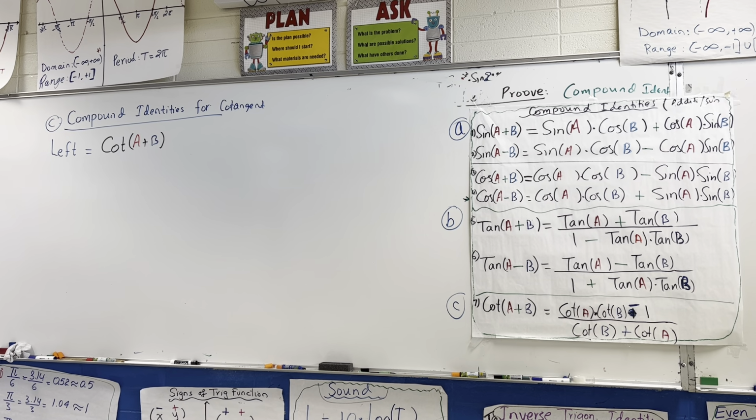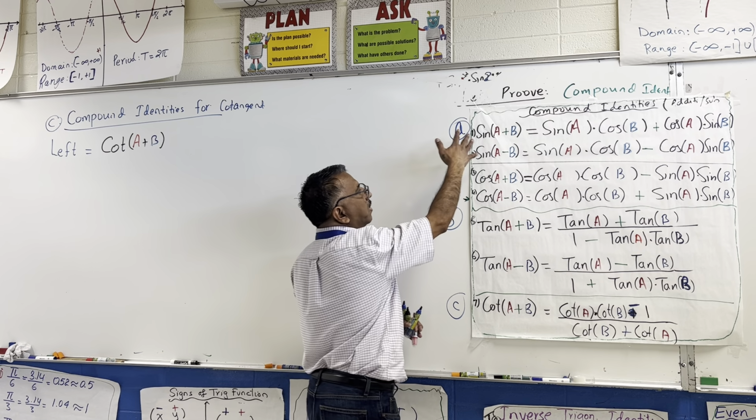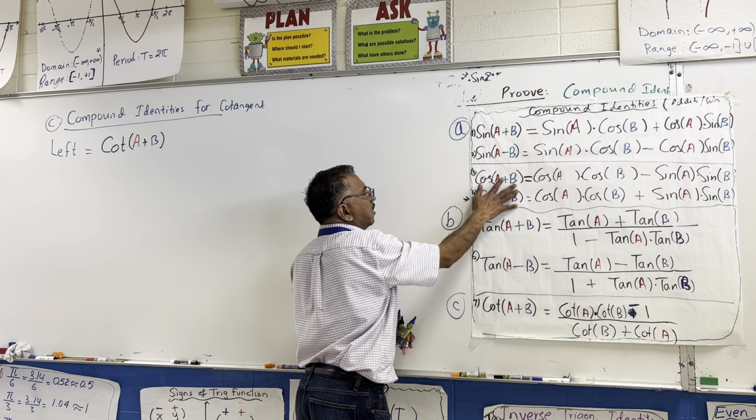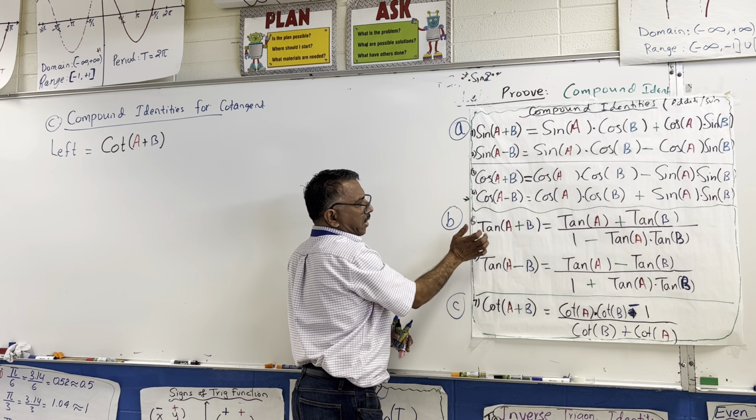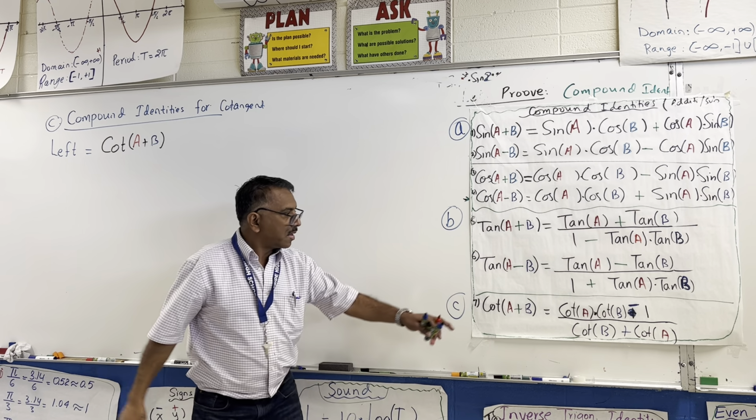Okay, let's do the last one. The compound identities, the C part. We did the sign, the first part, all these four we know. We also know this too. I did this. This is you are supposed to do at home, right? Now let's do this. There's another one which I missed here.